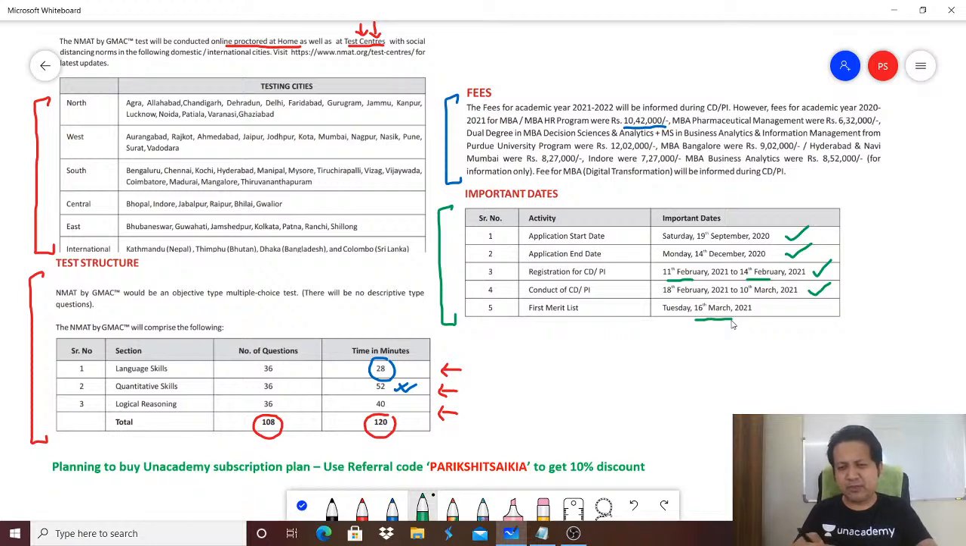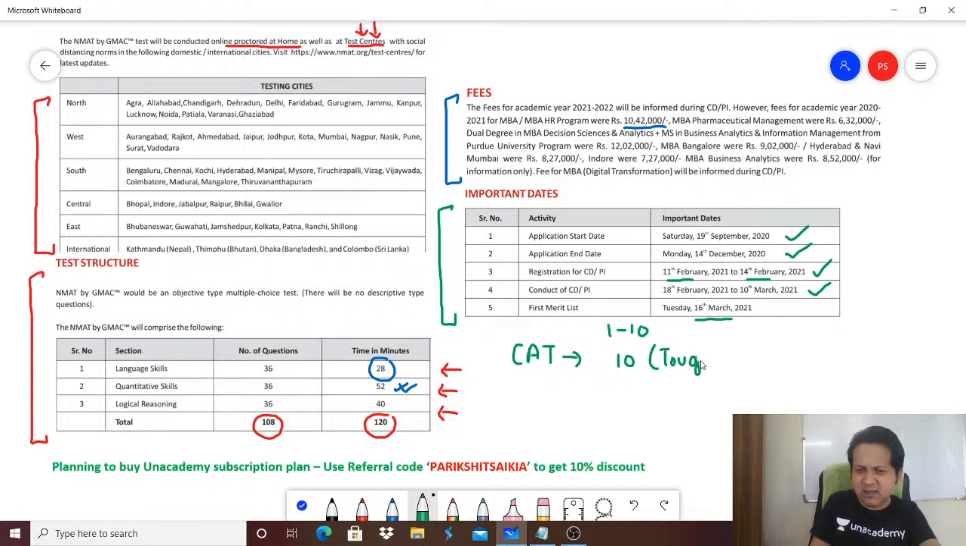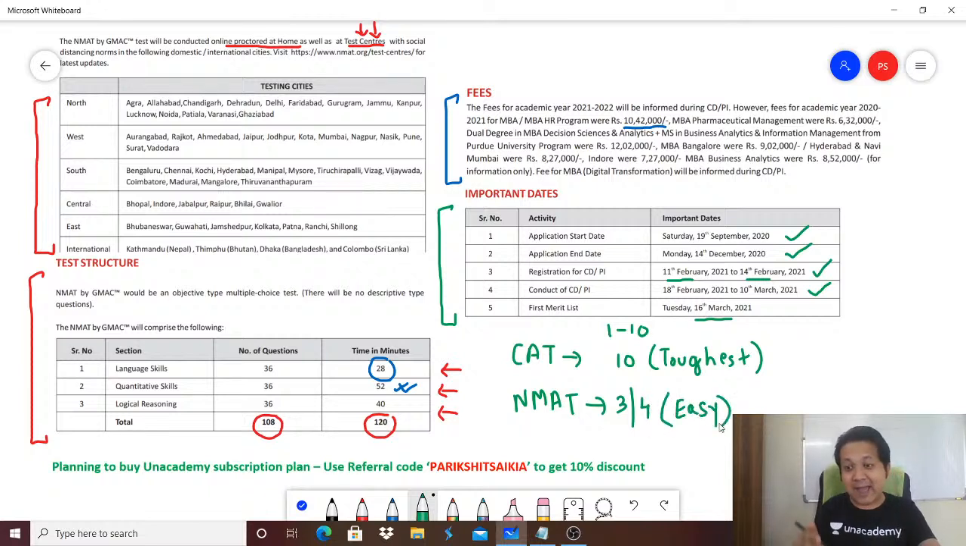If you're preparing for the CAT, the difficulty level of the CAT exam is very high. Let's say on a scale of 1 to 10, if I mark 10 as CAT, the toughest, what will be the difficulty level of the NMAT? Probably around 3 or 4. So it is easy. On a scale of 1 to 10, if CAT is the base and it is 10, then the NMAT is probably 3 or 4. So it's all about speed that matters in the NMAT.